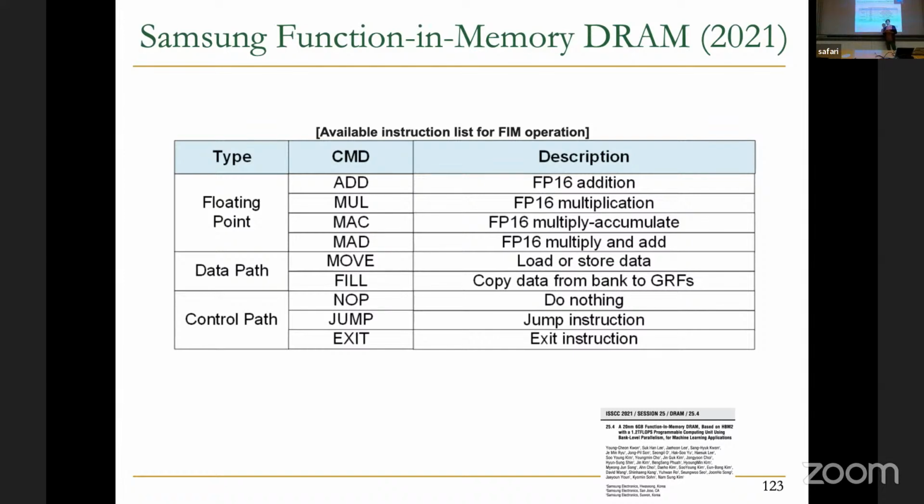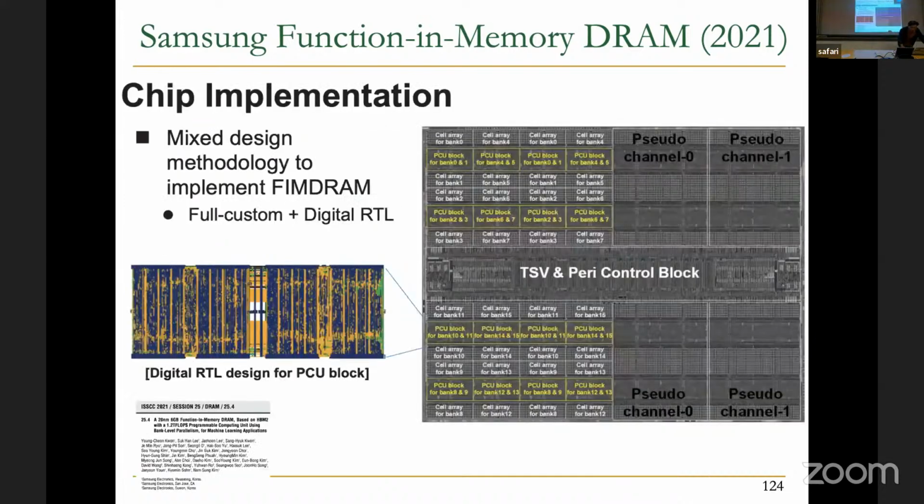What are the important algorithms for Samsung folks? Neural networks, artificial intelligence, machine learning. What do I need for them? Multiplication, multiplication and accumulation, multiplication and addition, or simply addition. There you have your instructions, right? The instructions that you need. You don't need a much more complex pipeline and much more complex instruction set if you are targeting very specific applications.